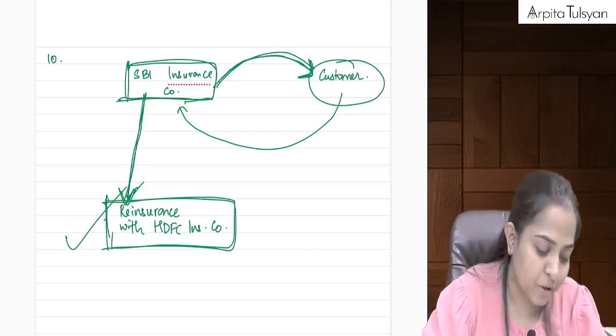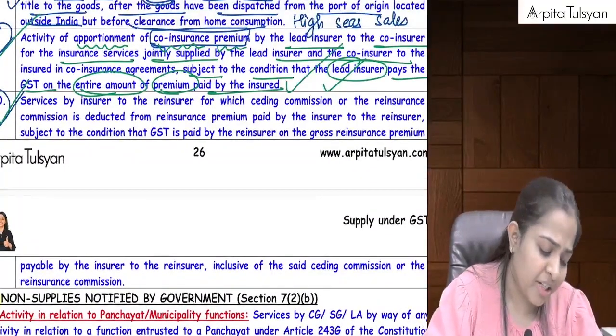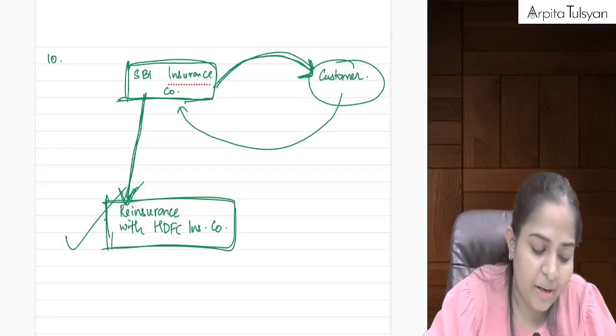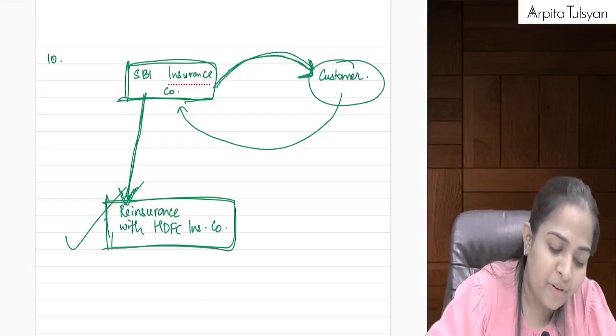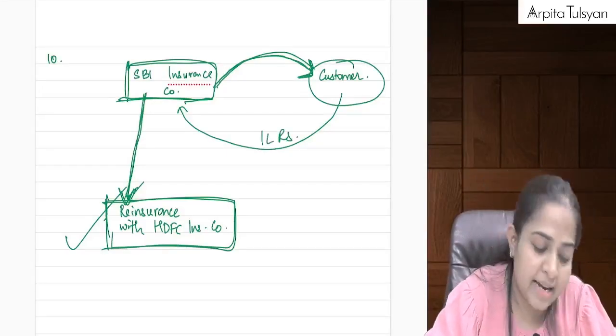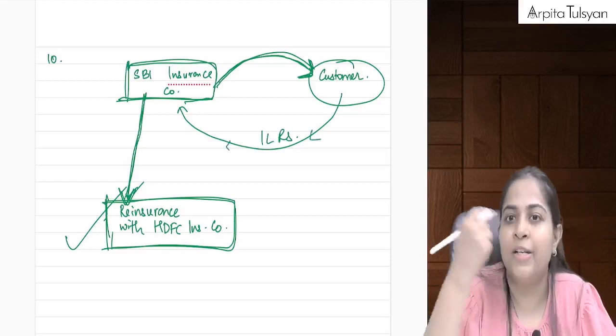Okay, how does it work? Now, normally, just like your above point, here also the customer will pay the premium. Let's say the premium amount is equal to 1 lakh, just for simplicity, which the customer will pay to SBI Insurance.